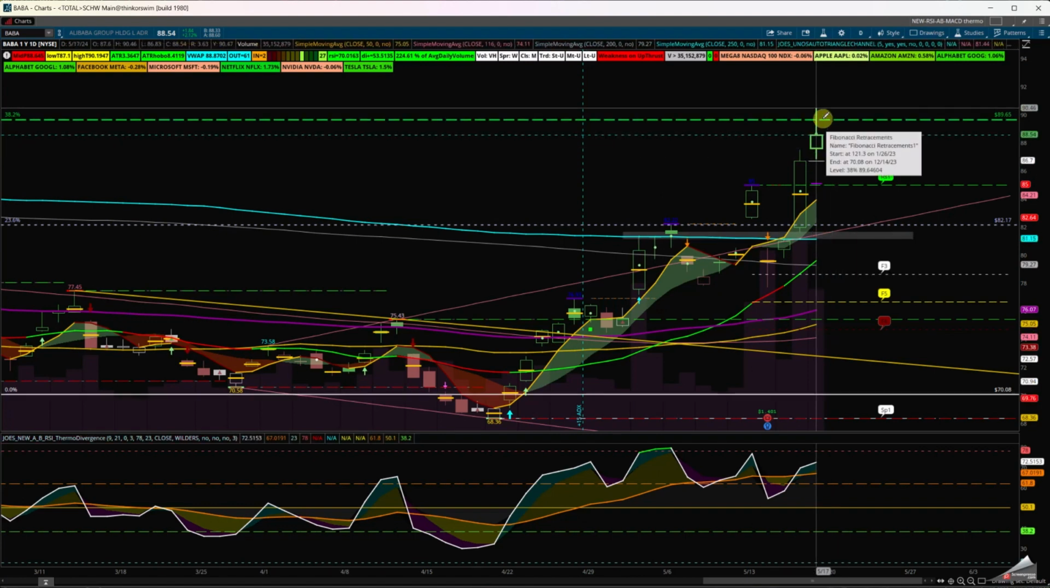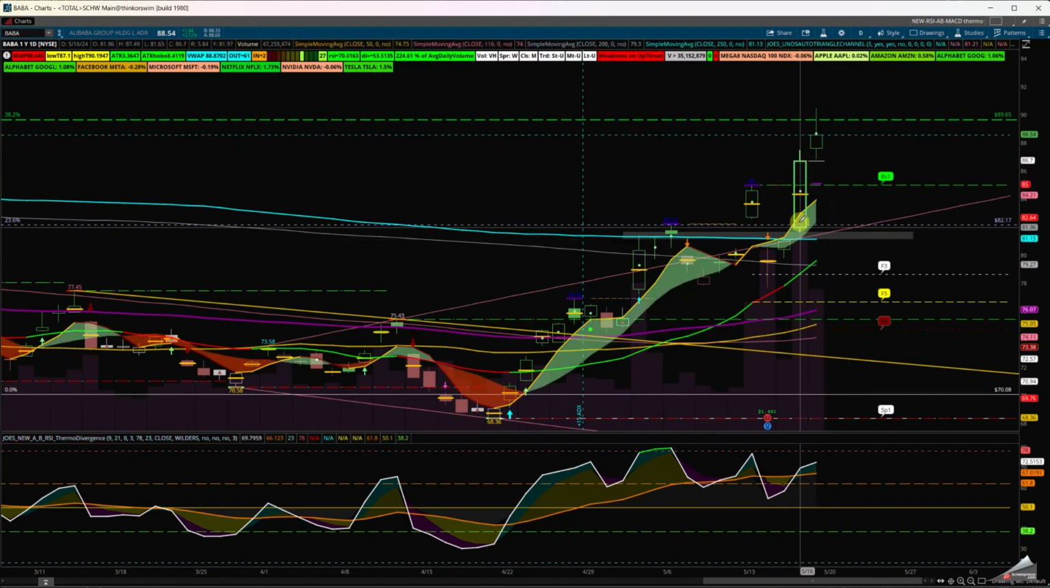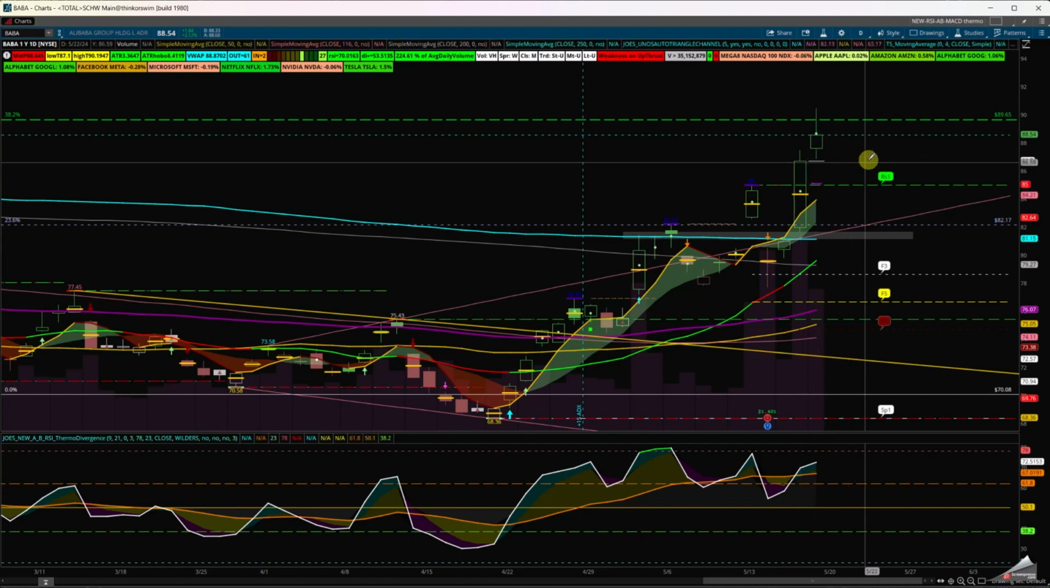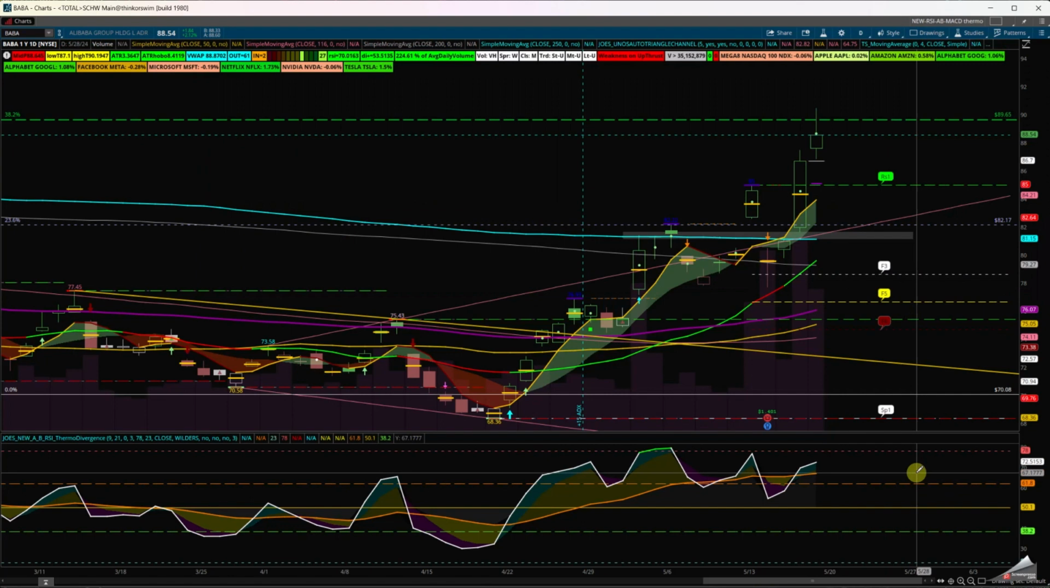Because we tested the 38.2, coming back to halfway of this candle or bouncing off the close of this candle and the low of this candle will give us opportunity to continue higher. So trade what the charts offer you. Don't be biased. But if we get a reset, this would be the opportunity for a buy zone in BABA.